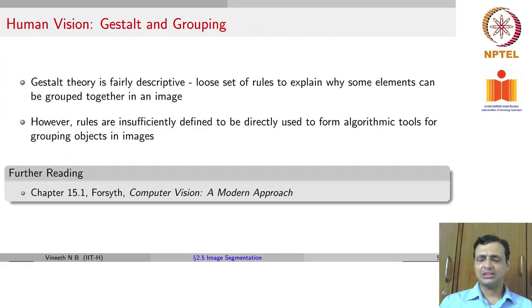And Gestalt theory is fairly descriptive. It lays down various different rules and principles that could lead to grouping when humans perceive images. However, these rules by themselves are not clearly defined enough to become algorithms. So you really cannot take the rule directly and implement a pseudocode for that rule that could help you find, say, groups in an image.